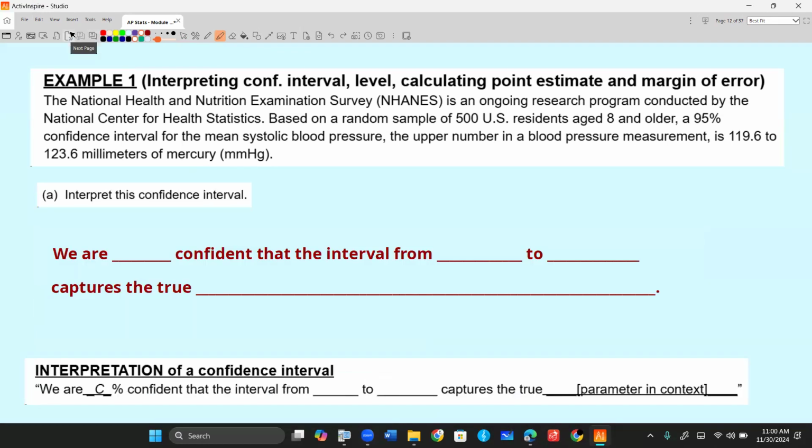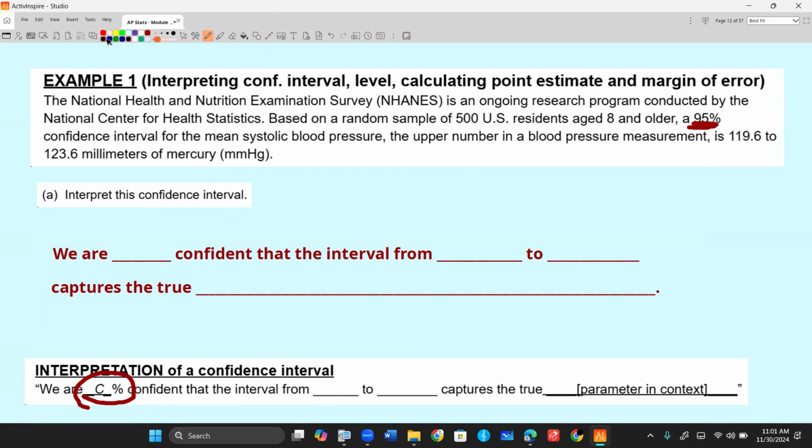When we're interpreting a confidence interval, we want to follow this interpretation down here. We are a certain percent confident, so whatever our percent level is based off of the confidence level. So 95% confident that the interval from this number to this number captures the true parameter in context. So in this problem here, what are we talking about? We're talking about systolic blood pressure. So we have a 95% confidence rate.